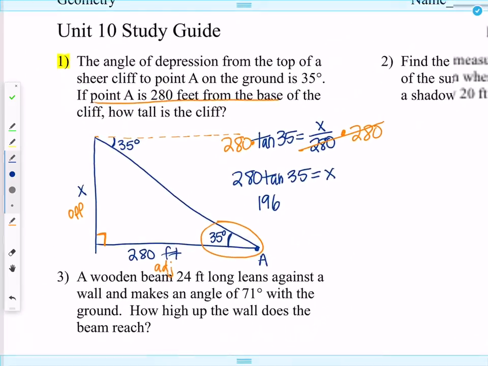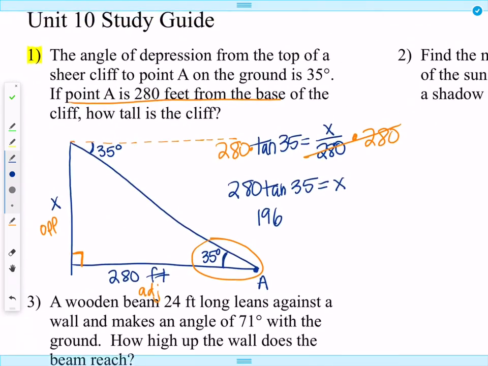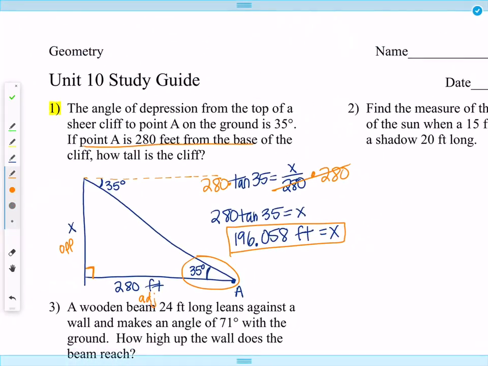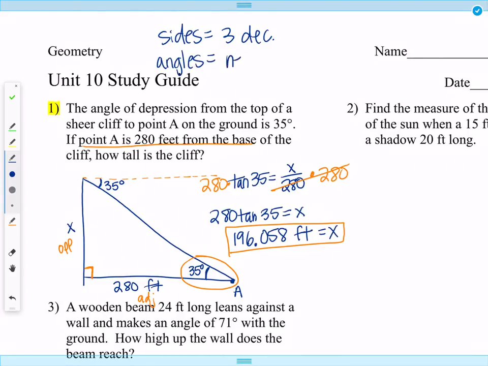The directions aren't written up there about how to round, but what I want you to do is, like we've been practicing, anytime you have a side length, round it to 3 decimal places. Anytime you have an angle, round it to the nearest degree. So 196.058, and our units here are feet. Okay, so I'll add those directions up here at the top. Sides to 3 decimal places, and angles would be the nearest degree.